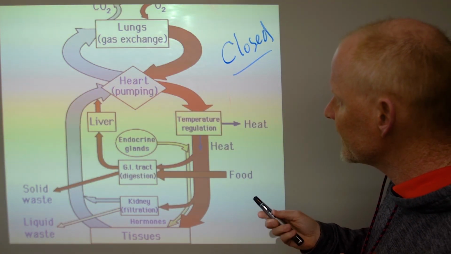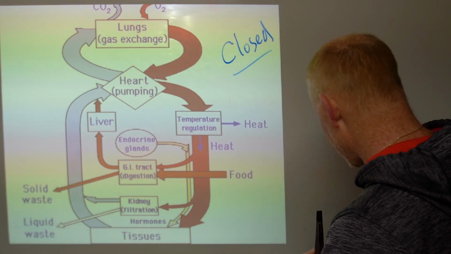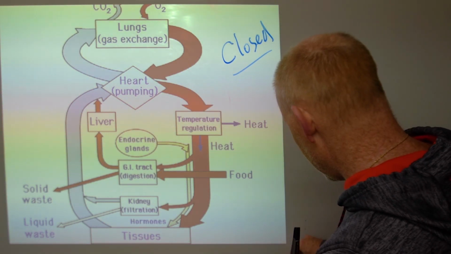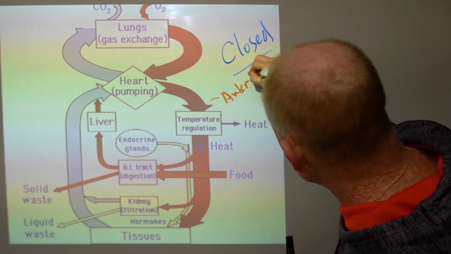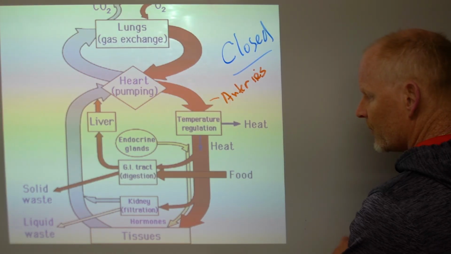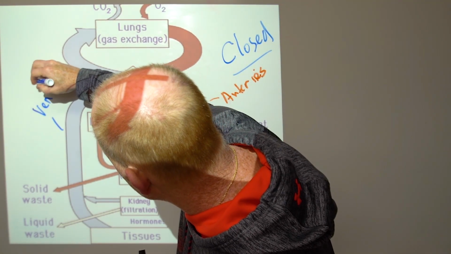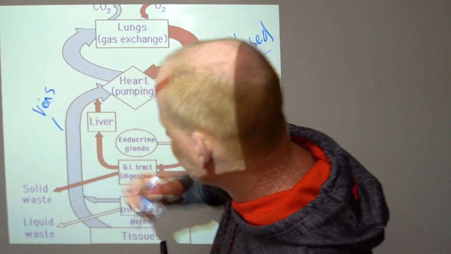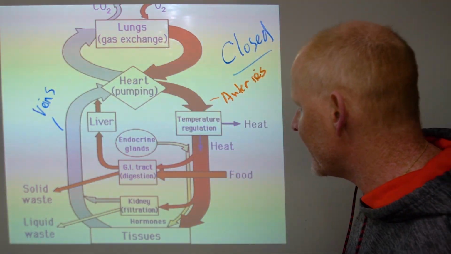Now, there are blood vessels leaving the heart, which are called arteries. All right, so we have arteries in red. And then returning blood to the heart, we have veins. So those are the best definition of blood vessels. Veins bring blood back to the heart. Arteries take blood away from the heart.